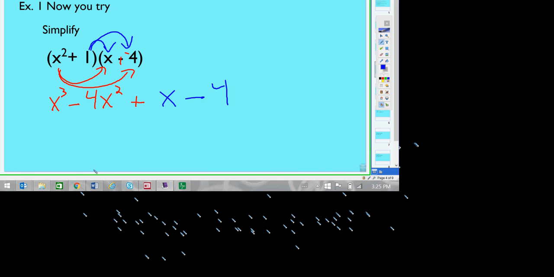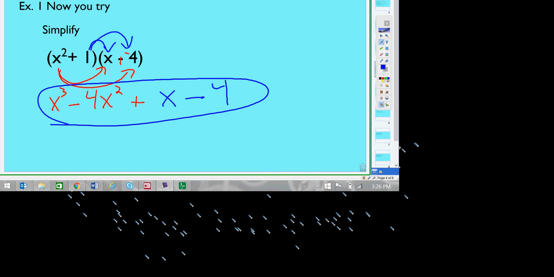And now we have a third degree, a second degree, first degree x. Nothing is like, and x is 0 degree really, so nothing is like, and therefore that is simplified. That's as far as we can go. So give yourself a little applause if you got that correct.